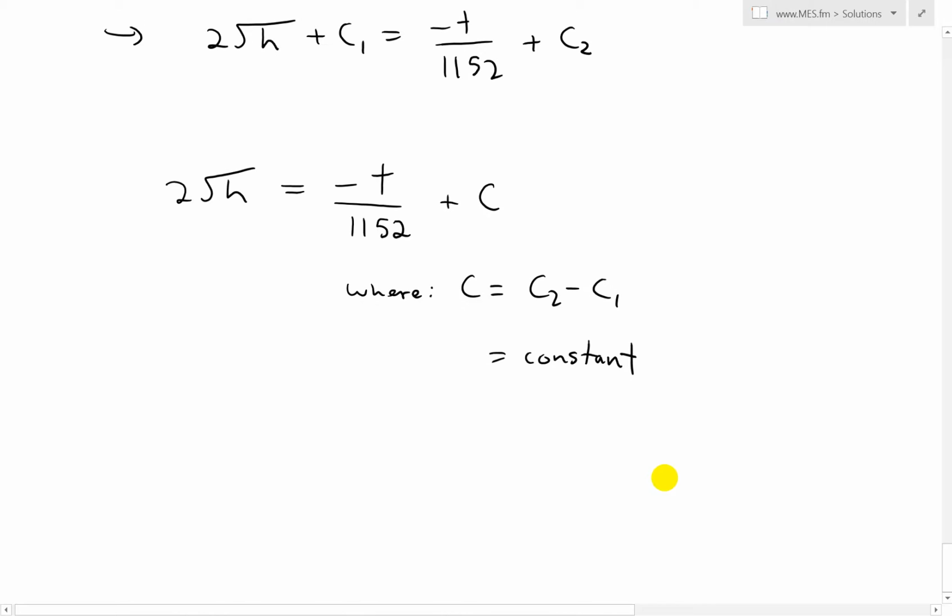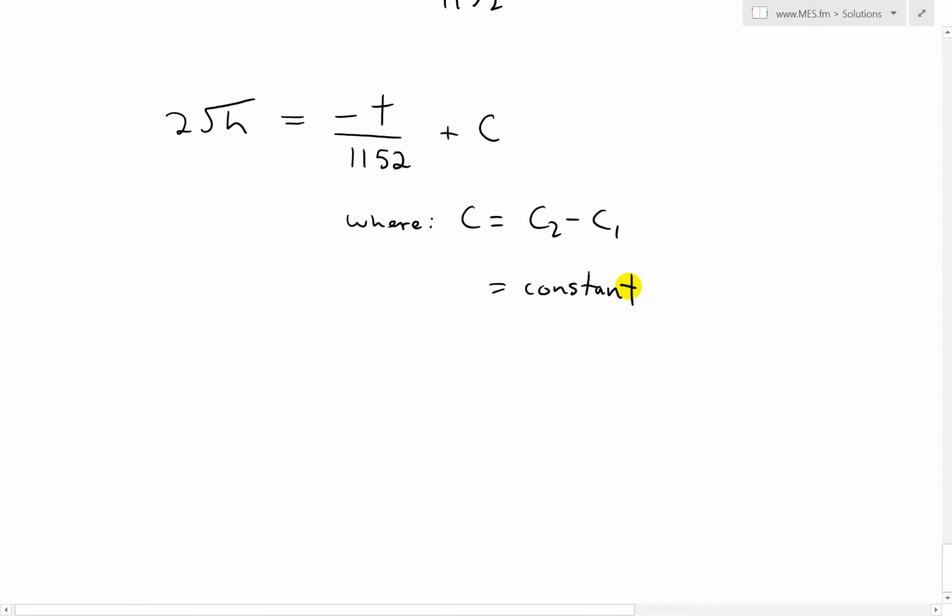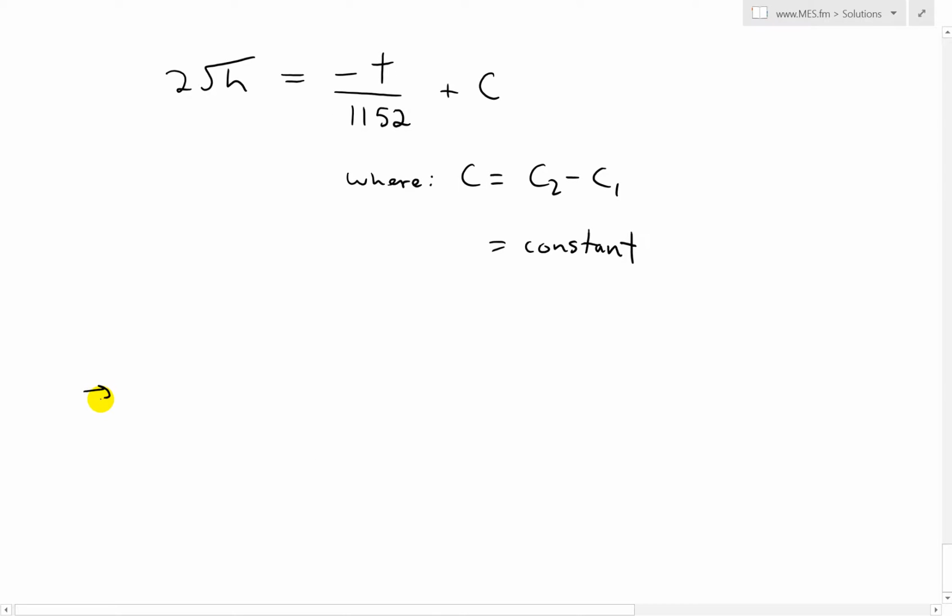So let's solve this further. Divide both sides by 2, get rid of that. So what we end up getting is square root of h is equal to negative t over 1152 plus c over 2. I'll put the 2 right here, so we multiply by 2 like that.